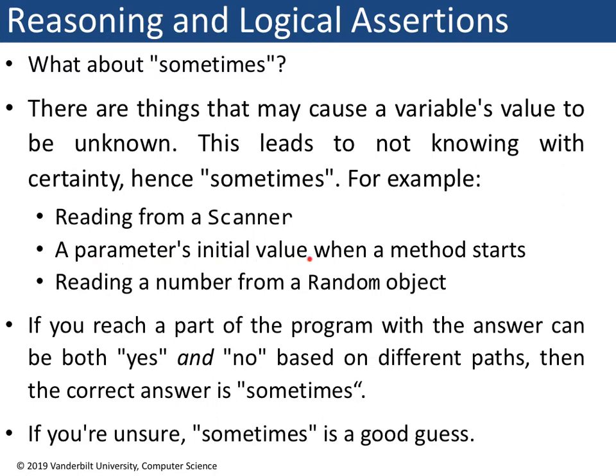A parameter's initial value inside of a method is always going to have a sometimes answer for any assertions, because we don't know what someone is going to pass to the method. And anytime you read a number from a random object. So all of these situations introduce uncertainty to the code, and for that reason we can't say anything more than sometimes if we attempt to make some assertion about the value of the variable. Essentially, if you can think of a way for the assertion to have both yes and no as an answer, depending on the values stored in the variables, then the answer should be sometimes.